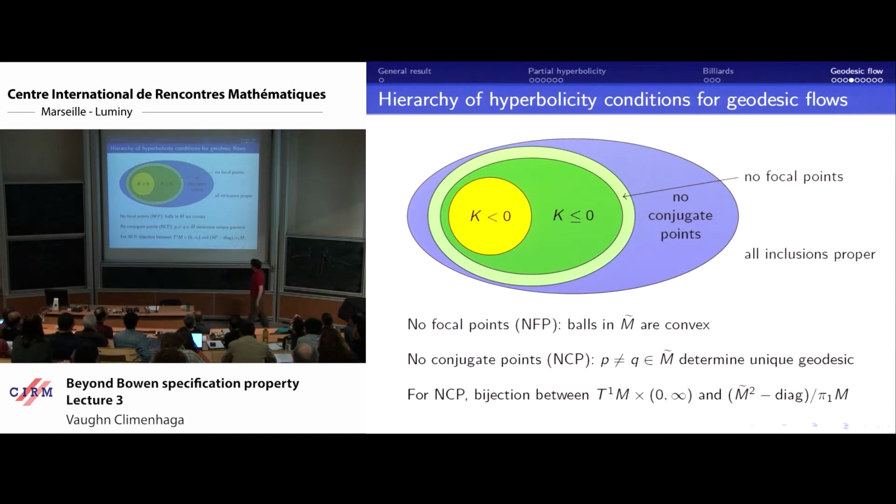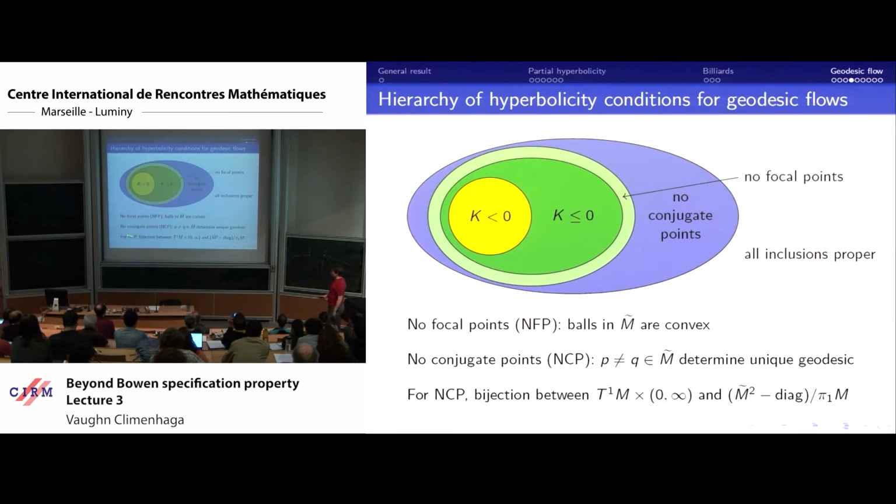And you can go beyond that and look at no conjugate points. No conjugate points is equivalent to the statement that any two distinct points in the universal cover determine a unique geodesic segment which connects them. If you go beyond this, I cannot tell you anything about hyperbolicity properties of geodesic flow. There are some examples, but this is sort of the broadest setting in which you have globally good tools. Although, as you'll see in a moment, the tools in no conjugate points are fairly limited.